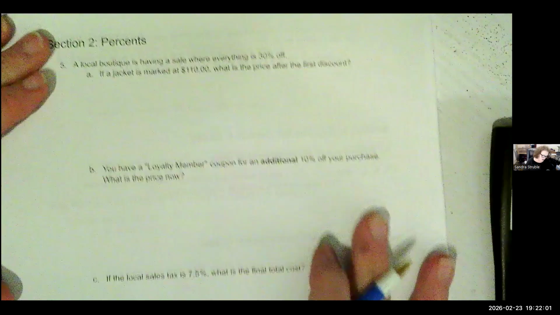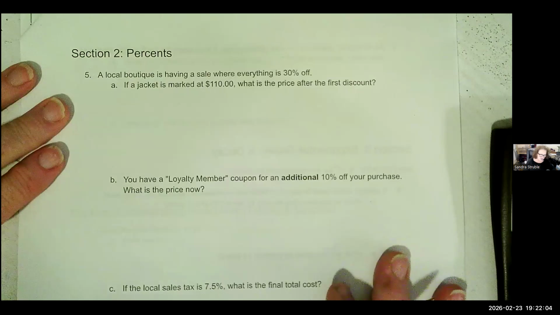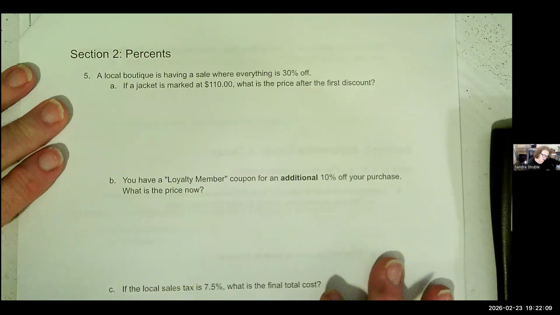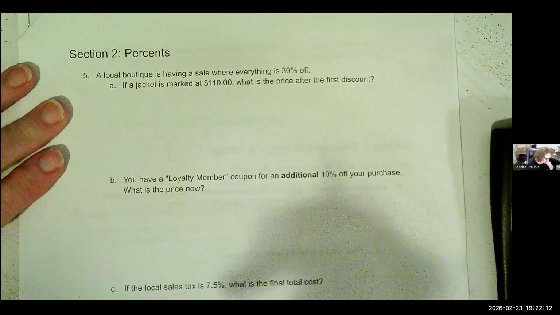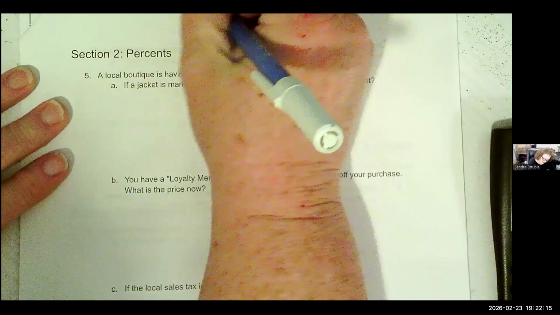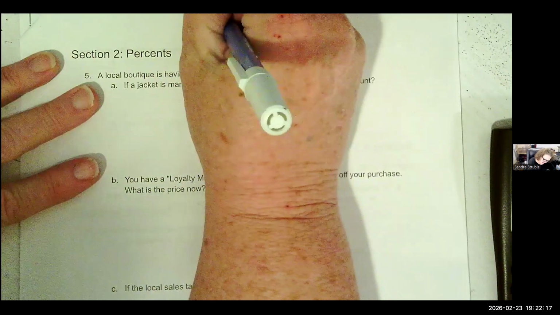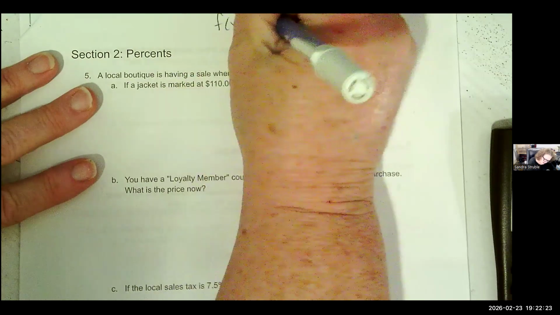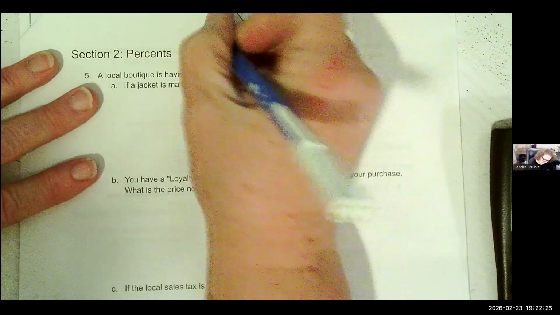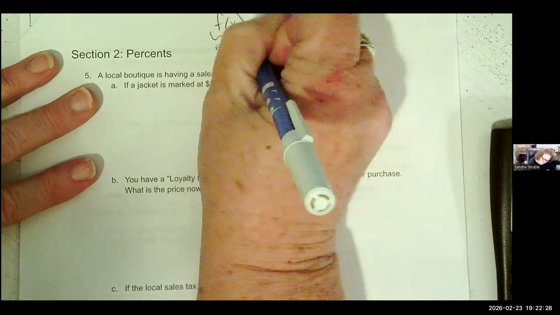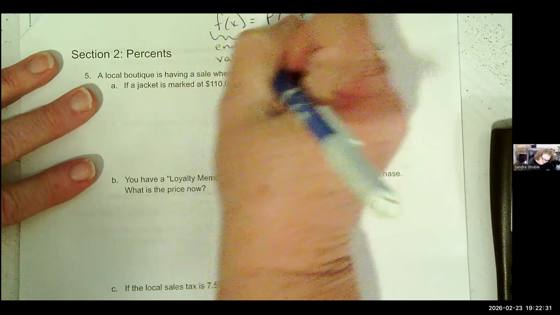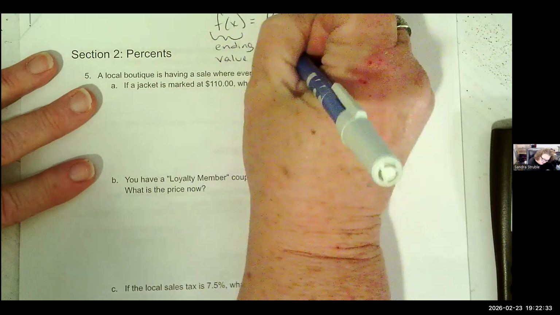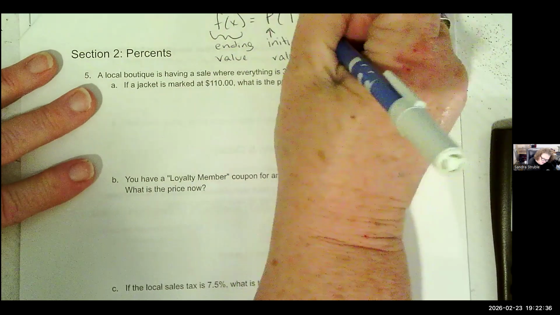All right, percents. The one you're going to use for all of this, I told you: part equals percent times whole. We've used this as well, and we're going to use this for the exam especially. If you have f of x equals P(1 plus or minus r), this is your ending value, P is your initial or starting value, and r is your percent, but in decimal form.